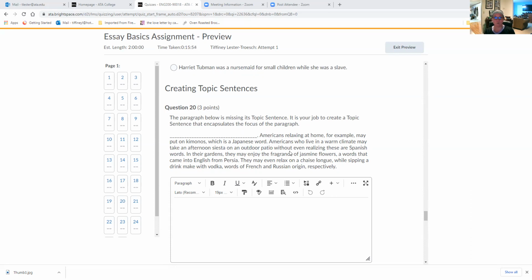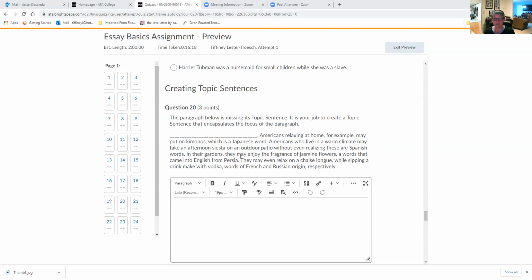Really think about what this paragraph is talking about. What is the focus of this paragraph? Why is it using these specific examples? What is the point that's being made here? And then create a topic sentence that would make sense as the first sentence, the topic sentence, of this paragraph.